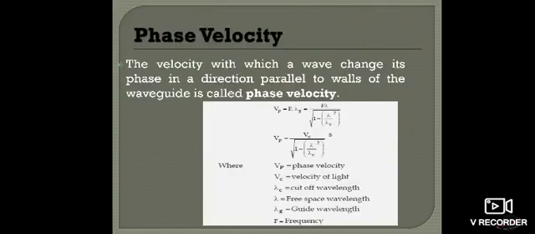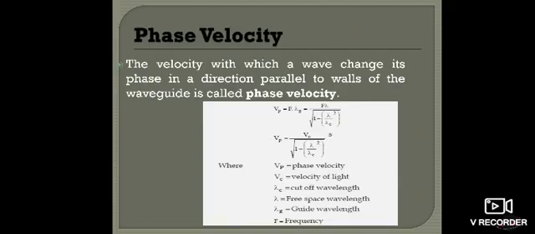So what is phase velocity? It is the velocity at which a wave changes its phase in a direction parallel to the walls of the waveguide. In the previous session I spoke about the phase velocity, but whenever we are having it in the waveguide, what is the equation? In order to see the phase velocity of a waveguide, this is the equation.